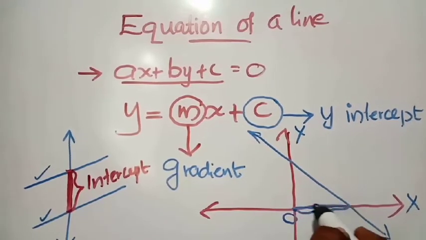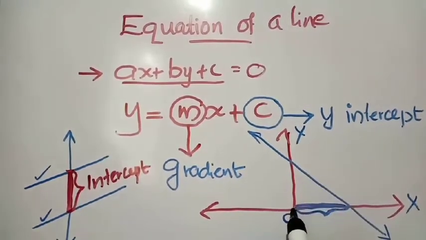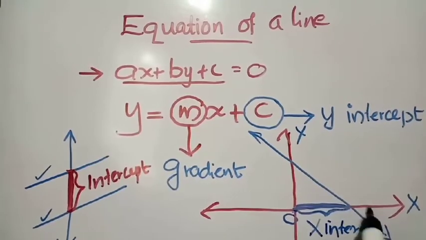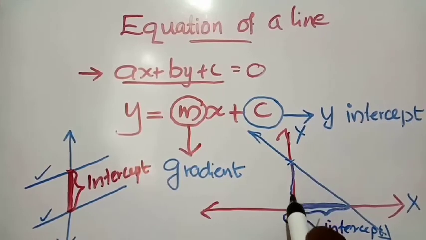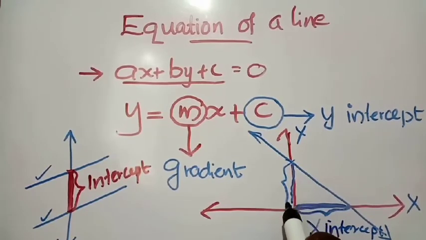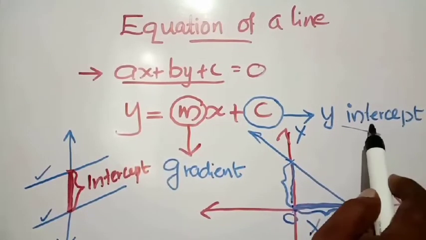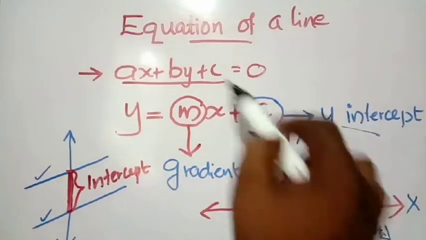this length. It's the distance from the origin to a point on the x-axis. This is known as the x-intercept. So what will be the y-intercept? Yes, this distance is considered as the y-intercept. And in our formula, that is denoted with the sign c.